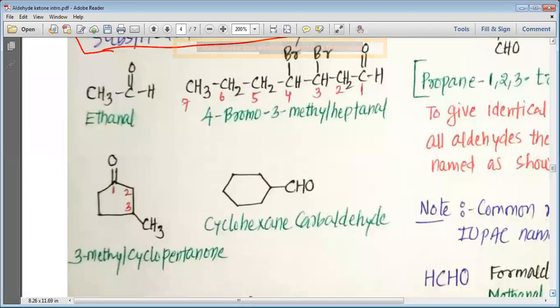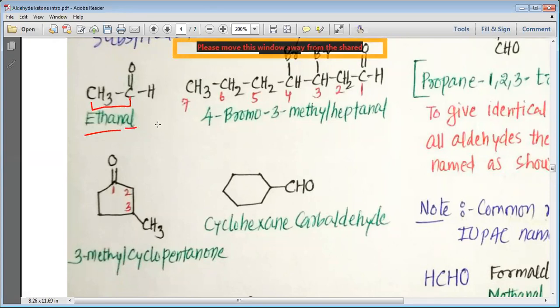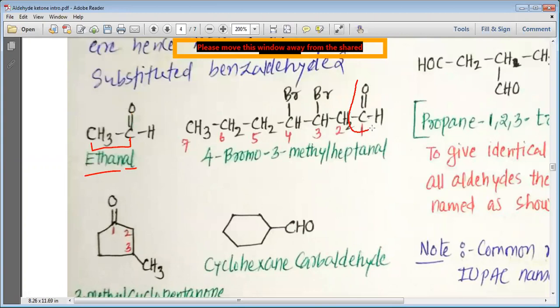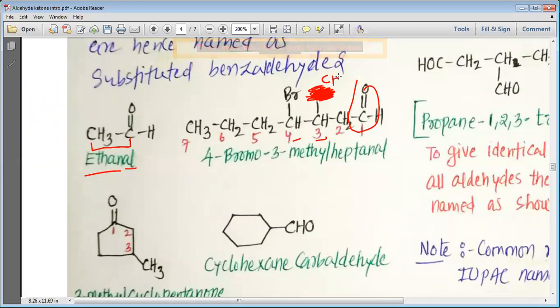Let us understand the various points of nomenclature that we have studied. You can see ethanal, because two carbons, so it is ethane, and al is the suffix. You can easily see that the numbering starts from the carbonyl carbon, and then on the third and fourth carbons we have a bromo group and a methyl group. Actually, here instead of CH bromo, we should have a CH3 group. So it is 4-bromo-3-methylheptanal.